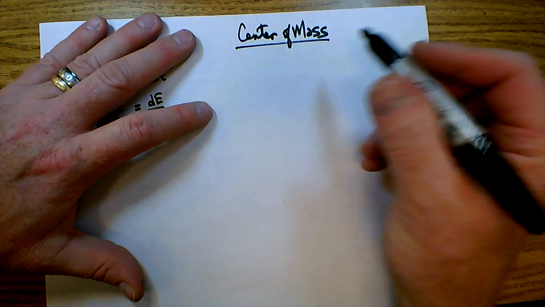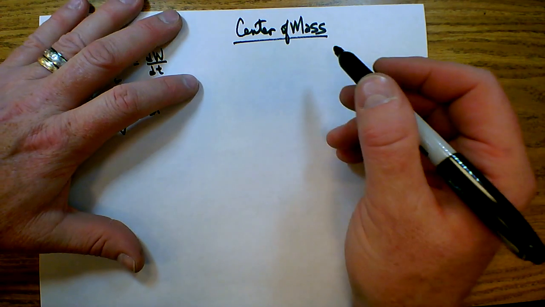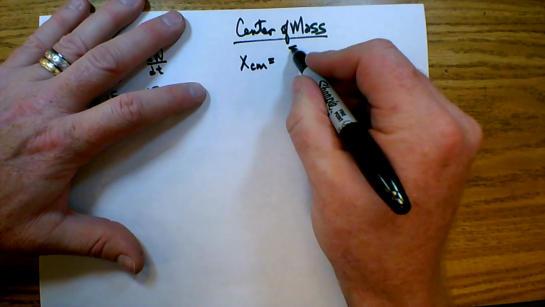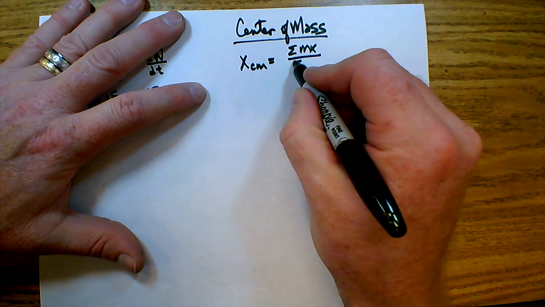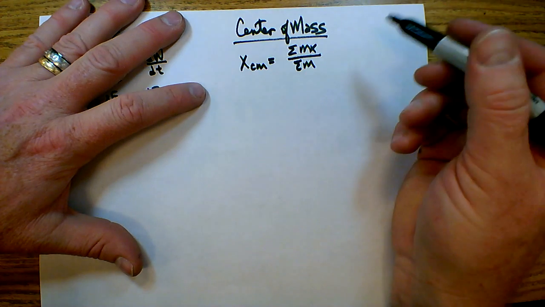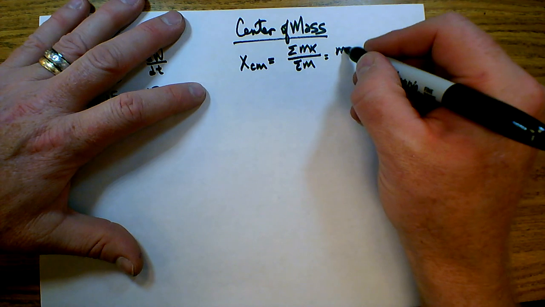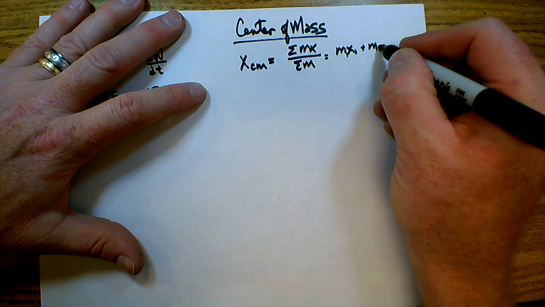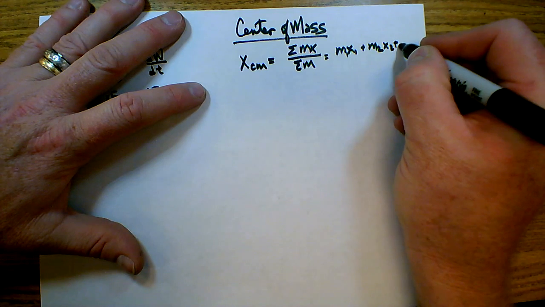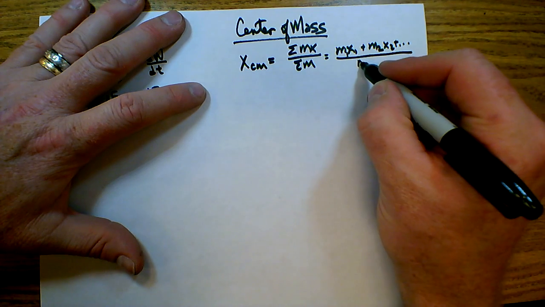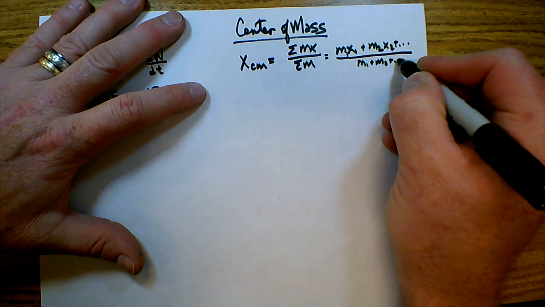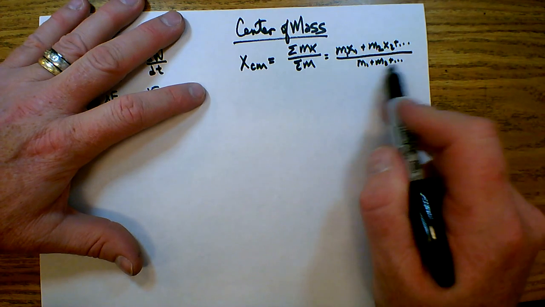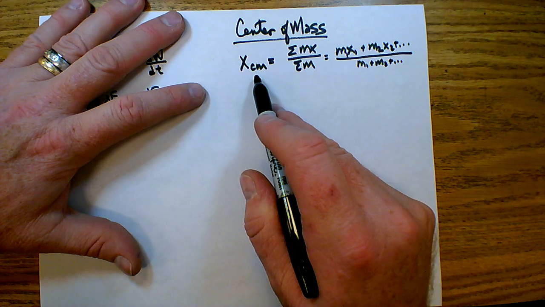The center of mass equation basically says that if I have a collection of particles, the position of the center of mass is the sum of mx's divided by the sum of the masses. What that really means is I take each mass times its position, m1x1 plus m2x2 plus however many I have, and divide by m1 plus m2 plus however many I have. So you take each mass, multiply by its position, add them all up, and then divide by the total mass. That will give you the position of the center of mass.